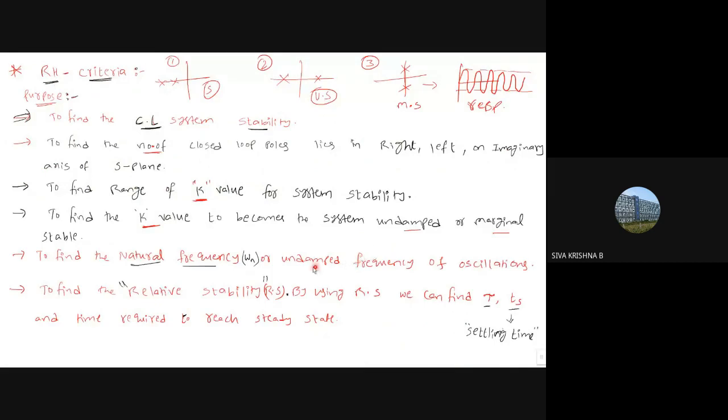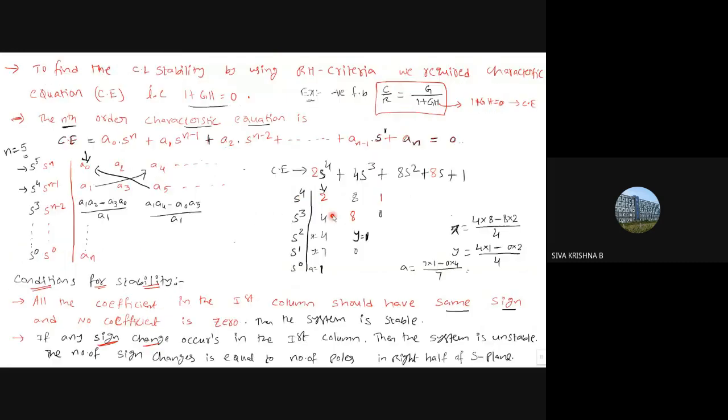Next, coming back to this RH criteria, the main purpose of going to RH criteria is to find the closed-loop system stability and to find the number of poles placed on the right side, left side and imaginary axis. And one more thing is to find the K value, the main thing. The best procedure in all these control systems is the RH criteria, Routh-Hurwitz criteria. So these are the symbol indications for stable system, unstable system and marginally stable system. Okay, let's move on to this RH criteria.